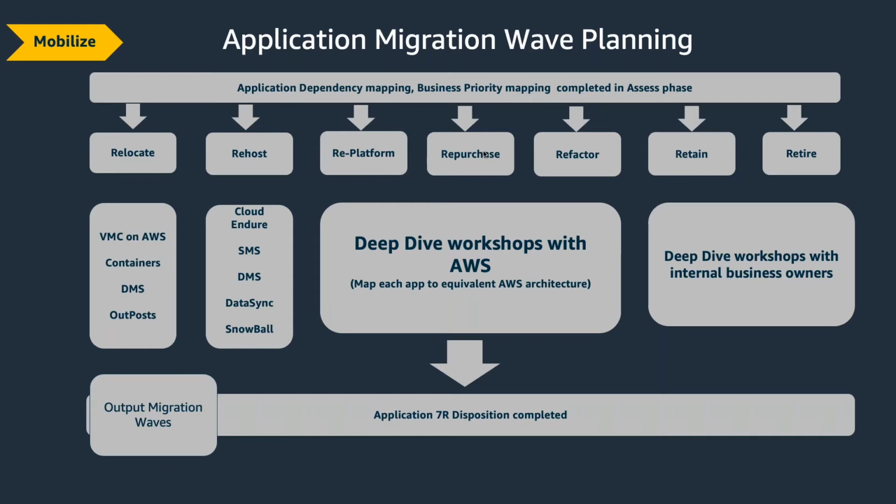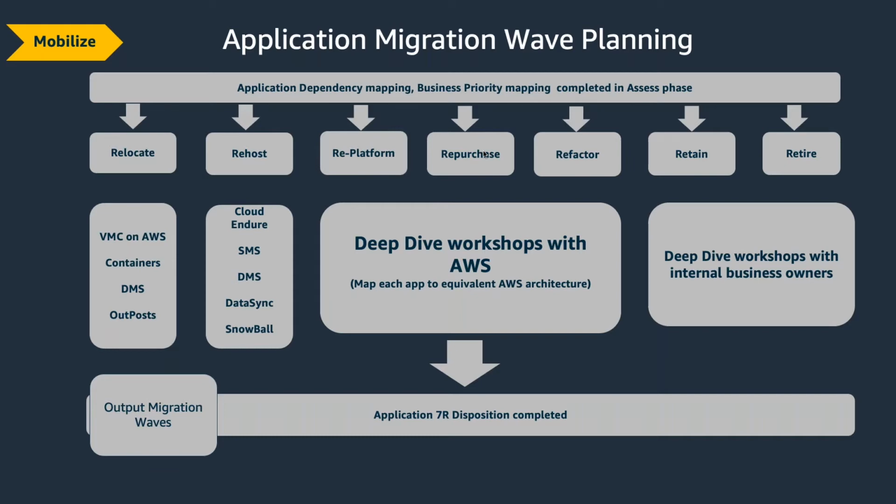For relocate and rehost, mostly seen as lift and shift, there are services like VMC on AWS or Outposts or containers or CloudEndure, Server Migration Service, Database Migration Service. Sorry, I'm throwing a lot of service names here, but these are some of the native tooling that AWS will provide you to make that move very quickly. We will cover some of these services in a bit.